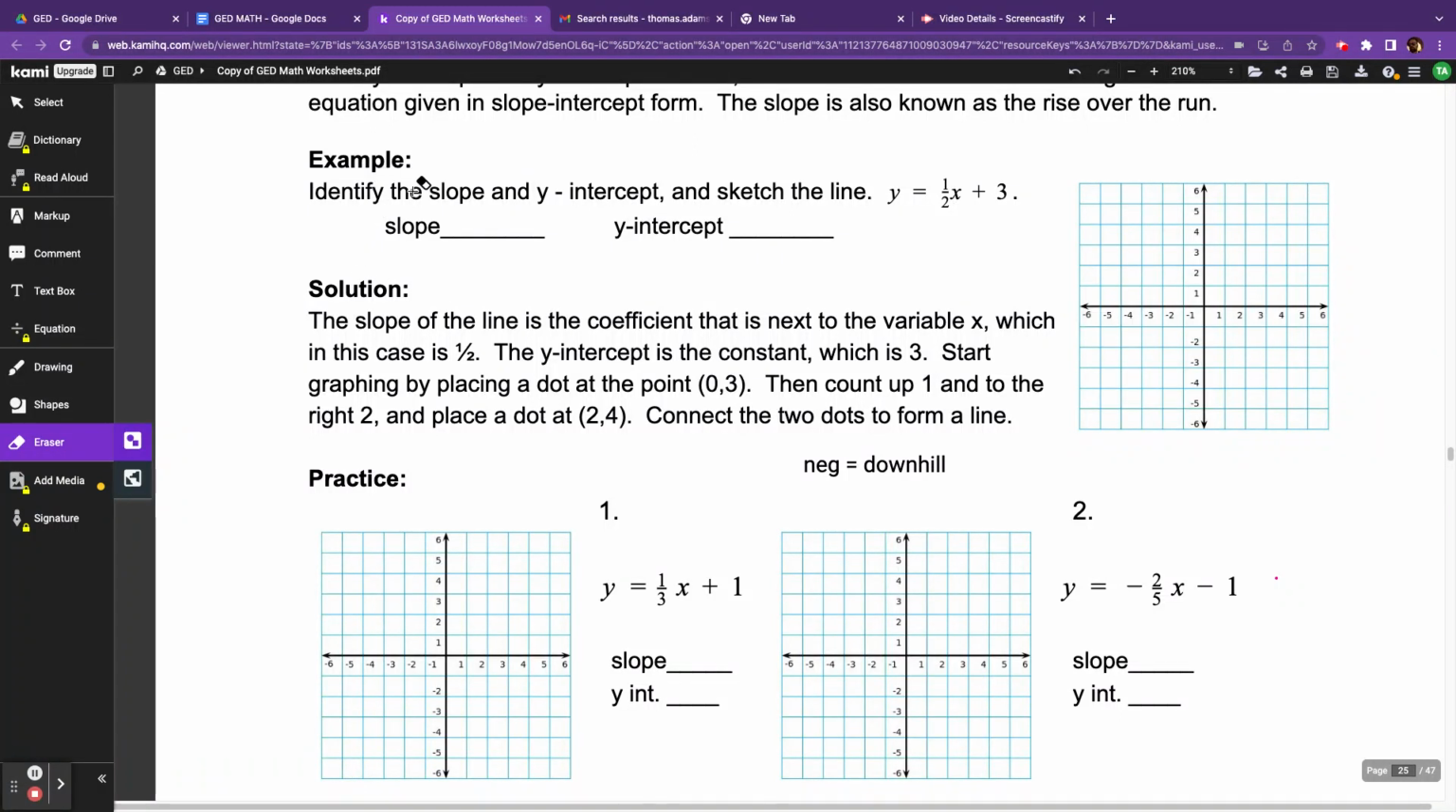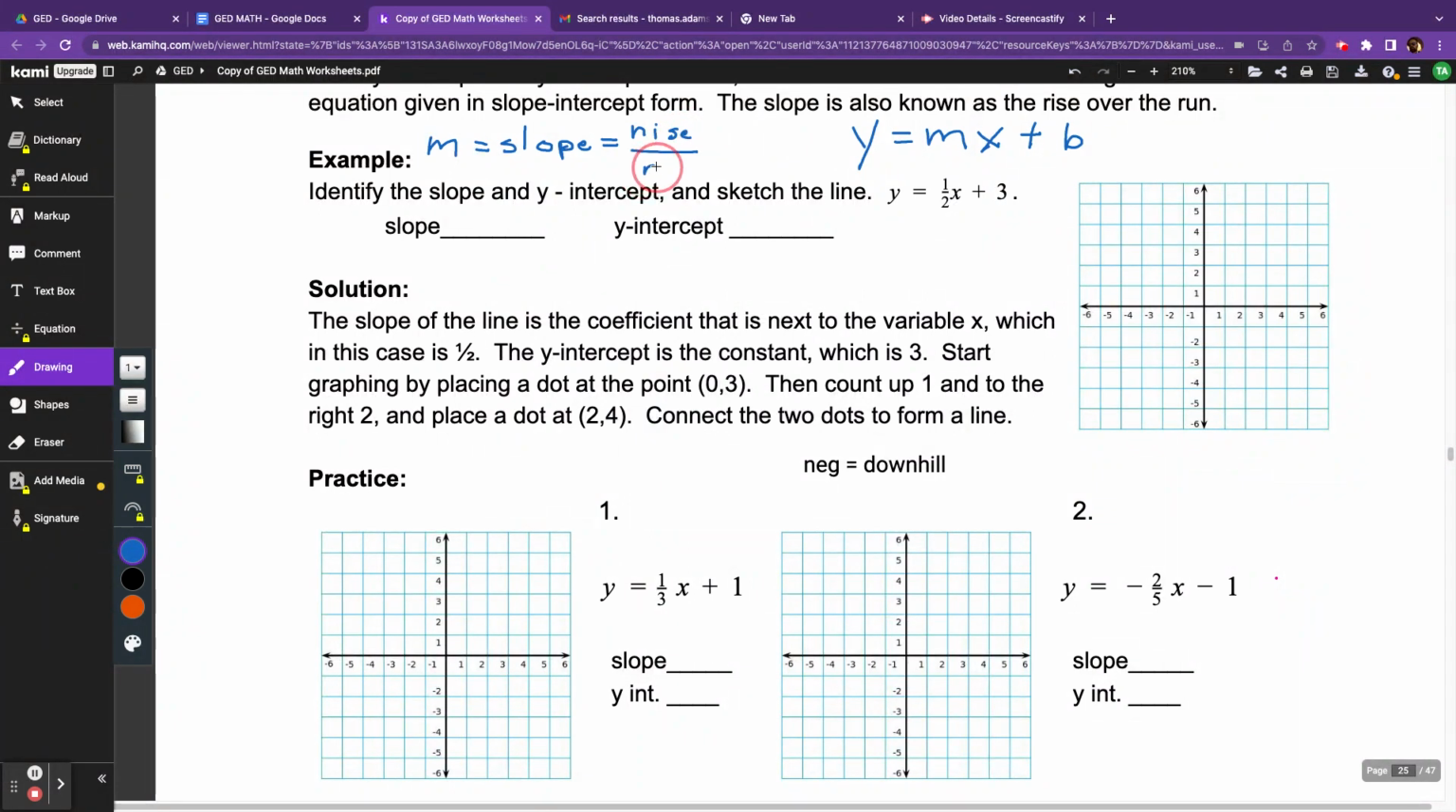So for this one, when you do this equation, y equals m times x plus b, where m equals the slope, okay, which is equal to the rise over the run. And we'll explain what that means in just a second.